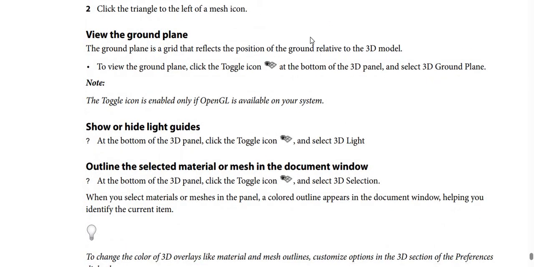How to view the ground plane? The ground plane, by the way, is a grid that reflects the position of the ground relative to the 3D model. And to view the ground plane, you should click the toggle icon at the bottom of the 3D panel and select 3D Ground Plane. Note here, please now. By the way, the toggle icon is enabled only if OpenGL is available on your system.